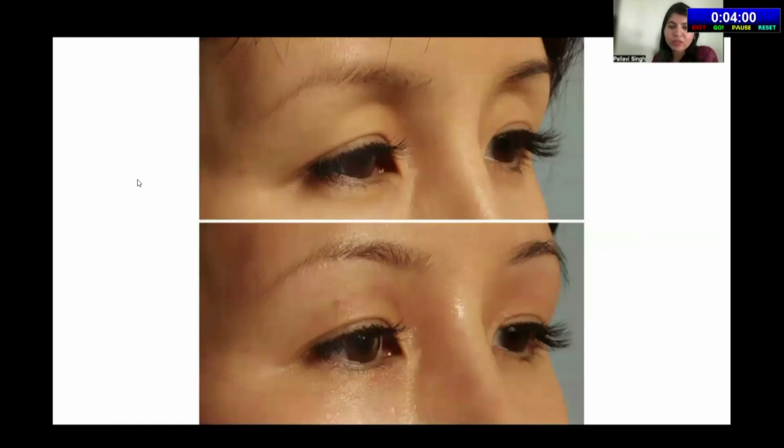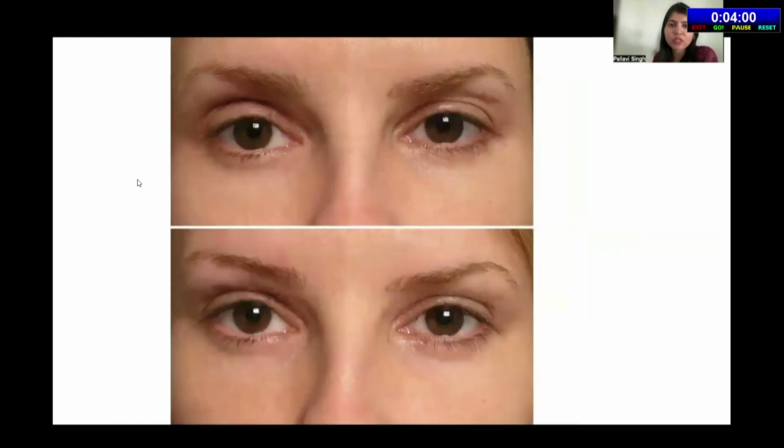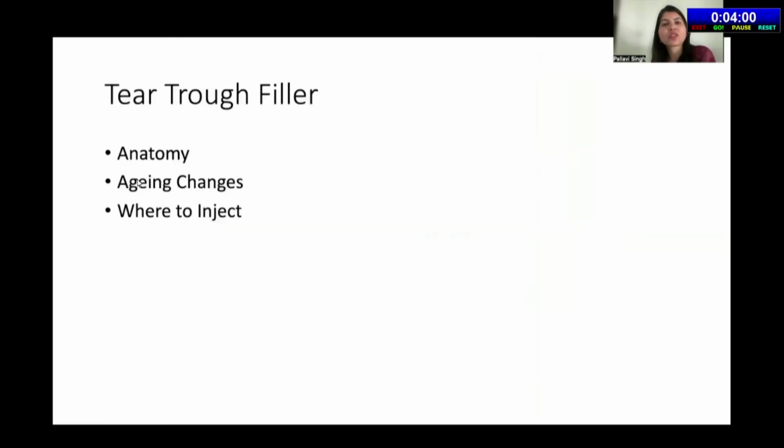You can take care of the superior sulcus hollows and really restore a good, voluminous look in that area, which restores the youthful look.